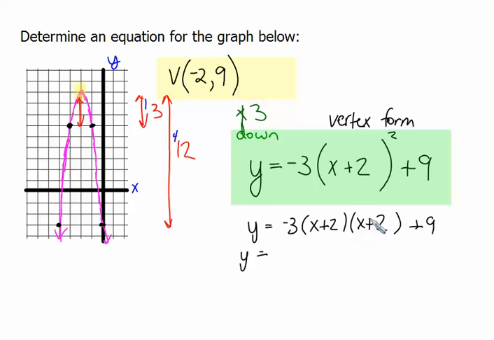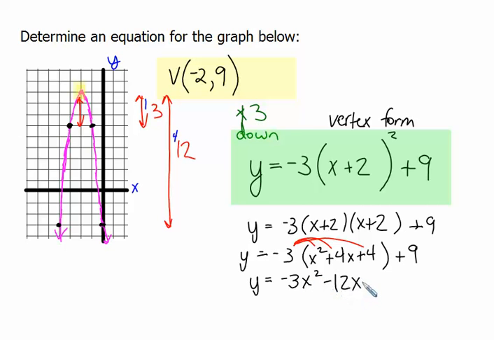Be careful. First thing that you want to do is FOIL out the x plus 2 times x plus 2. When we do the first terms, we get x squared. Then we get a 2x plus a 2x, which will be 4x. And 2 times 2 would be 4. Keep the 9 on the outside. Next up, what you have to do is distribute the negative 3 to everything in parentheses. So it will become a negative 3x squared minus 12x minus 12. But don't forget the plus 9.